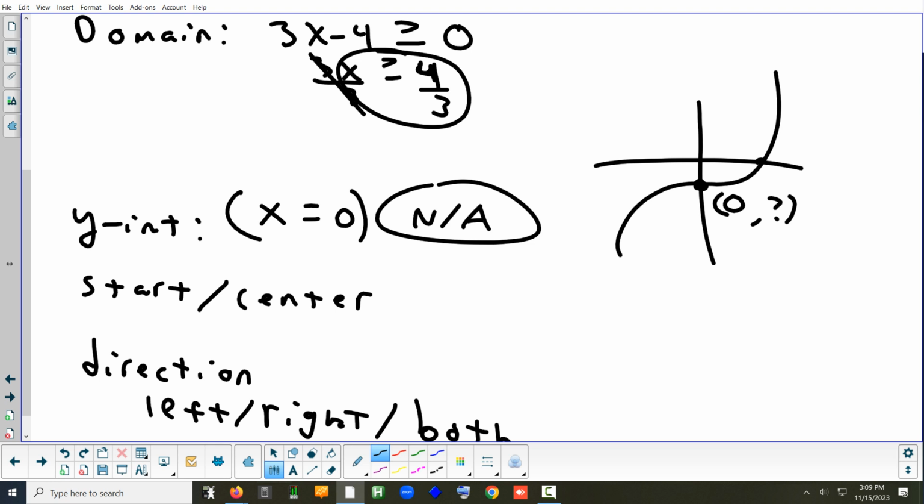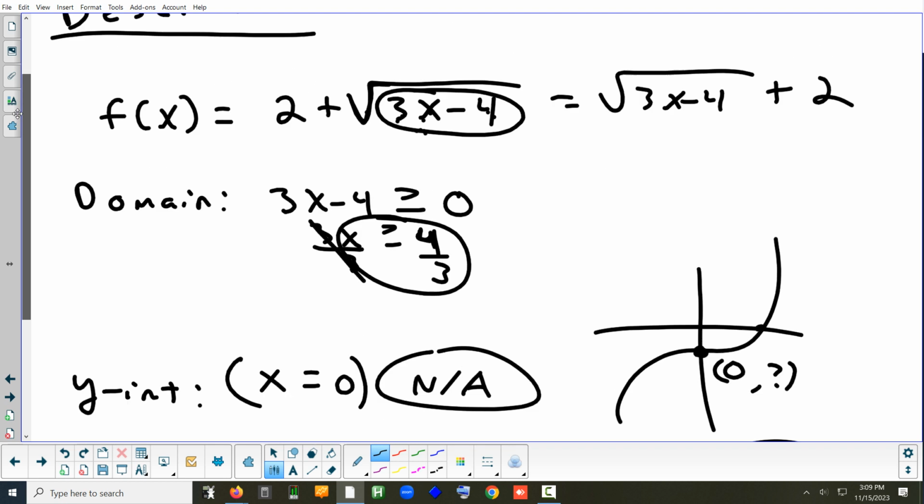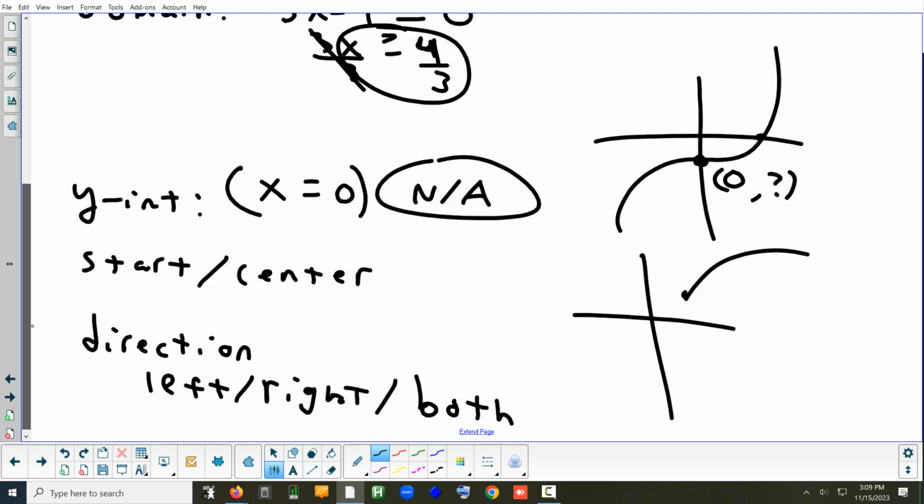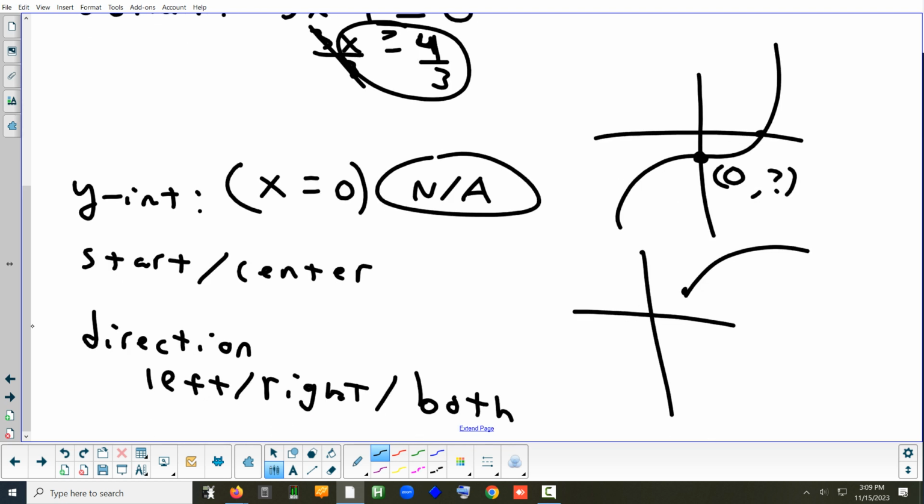What does that mean? Maybe it looks like this, and it curves that way. Never crosses the y-axis. Now, it's a square root. Do square roots have a start point or a center point? Start. Yes. Now, let's do what you had just said.